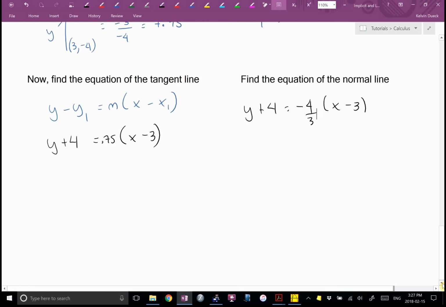So, looking at your test outline, Christina, basic derivatives, you guys are okay on.